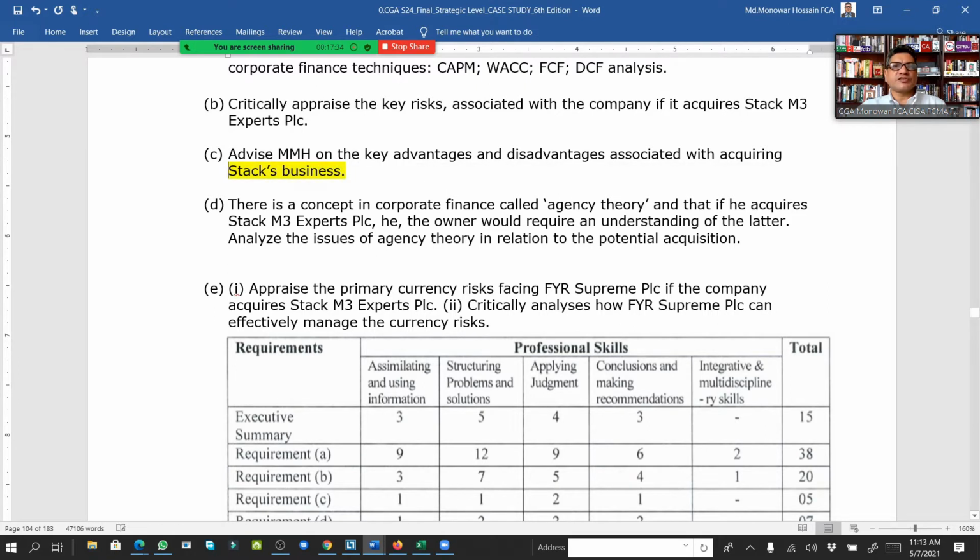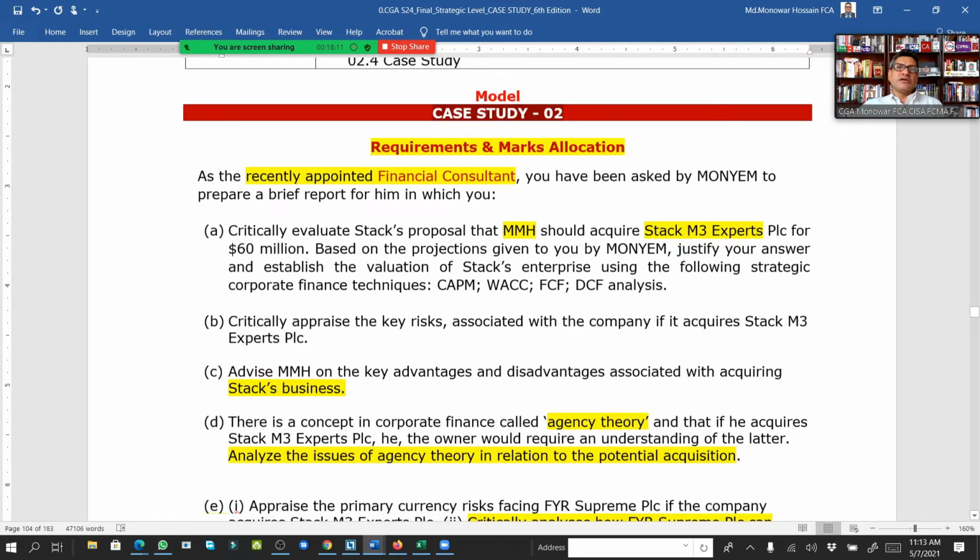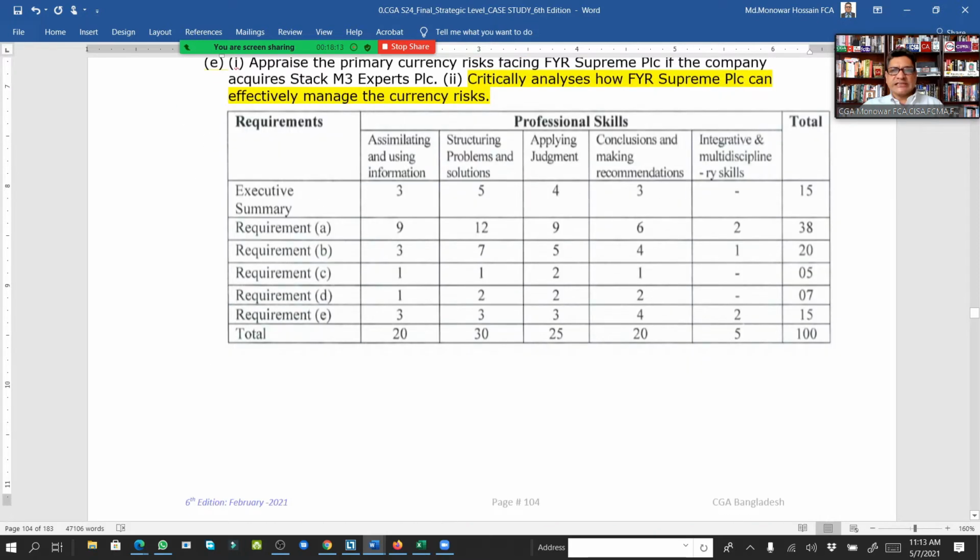Then the acquisition. And there is a concept of corporate finance called agency theory. We know it. Analyze the issue of agency theory as it applies to the acquirer and owner. Regarding the summary of currency risks, you have to critically analyze how the company can effectively manage the currency risks. So these are all the requirements and the marks distribution.